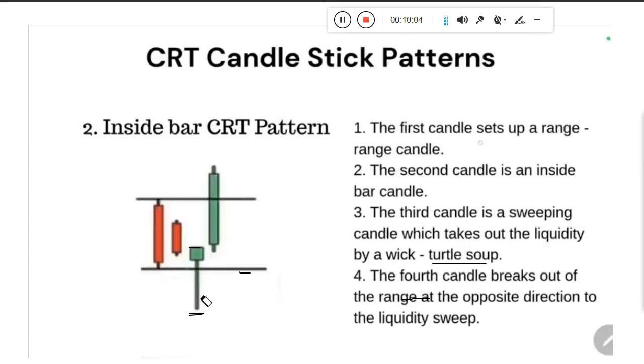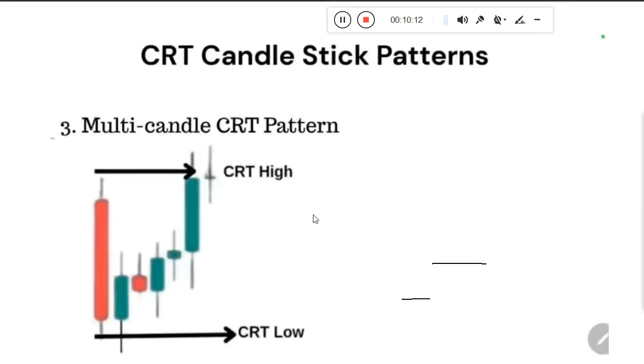So you need to understand this thing. This kind of trading system is just a trading system that uses liquidity. For you to be profitable in the market, you need to understand liquidity. And one of the best ways you can understand liquidity is using this CRT candlestick pattern. So we have the third CRT candlestick pattern.